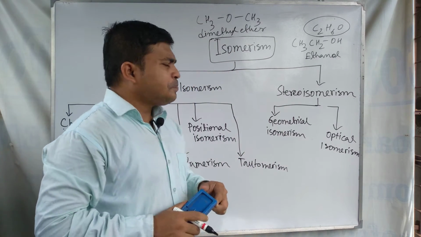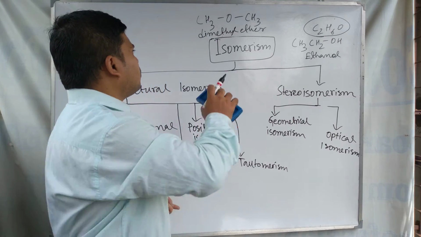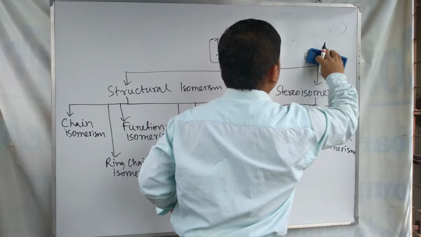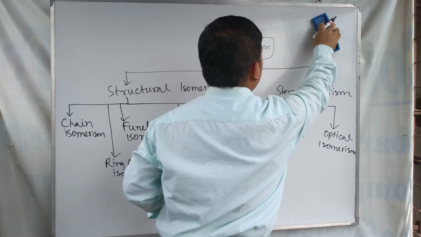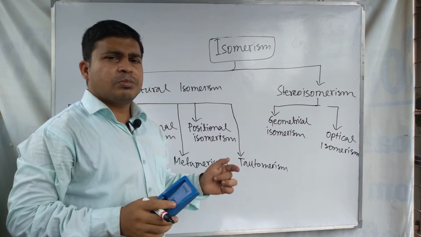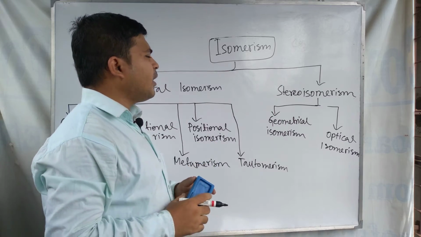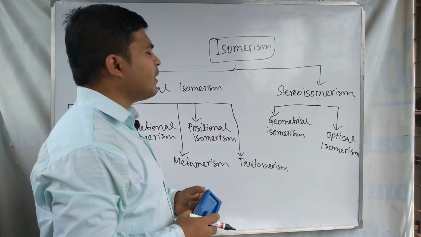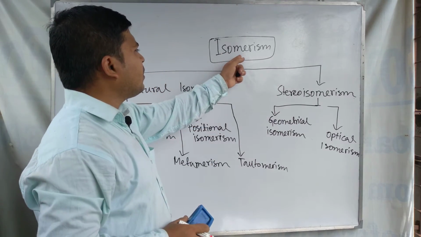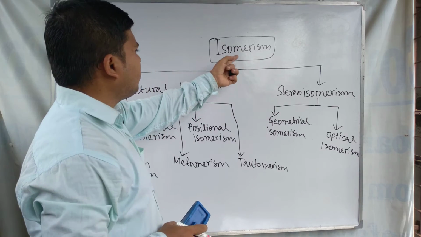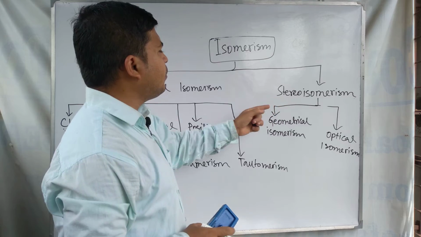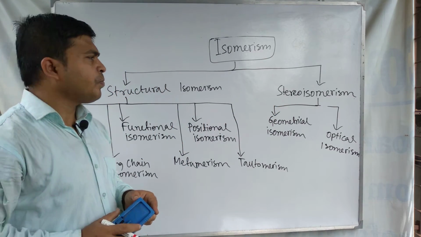Okay, so now we already understand what we mean by isomers and isomerism in organic chemistry. After that we classify the isomerism. In organic chemistry, isomerism is classified into two broad categories. One is stereoisomerism, another is structural isomerism.